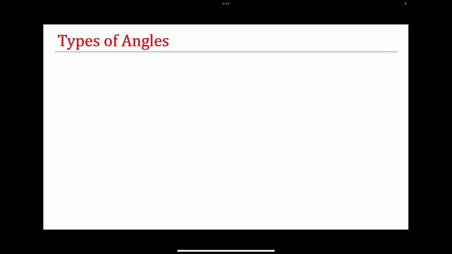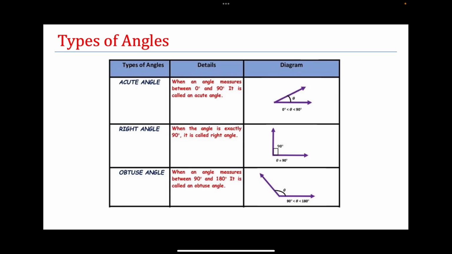Types of angles. Based on the measurement, the angles are classified. Acute angle: if the measure of the angle is between 0 degrees and 90 degrees, it is called an acute angle. If the measure of the angle is exactly 90 degrees, it is called a right angle. If the measure of the angle is between 90 and 180 degrees, it is called an obtuse angle.